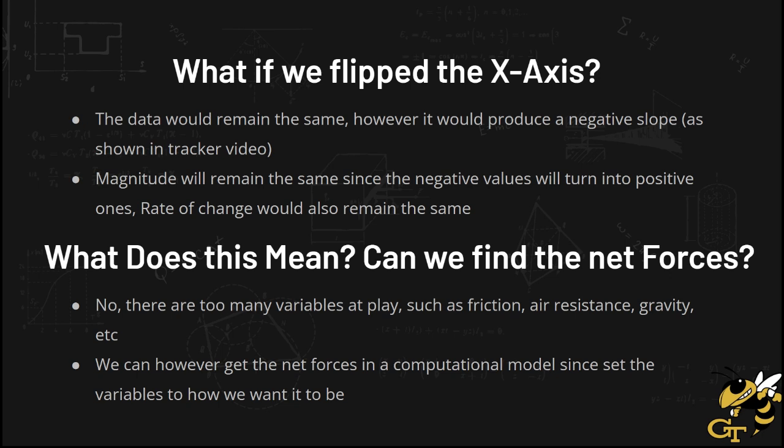So what does this mean? Can we find the net forces? No, not necessarily. As stated many times beforehand, there are too many variables at play, such as friction, air resistance, gravity, etc. These all have an effect on the marker. But we can still find the net forces in a computational model, for example, since we can set the variables to how we want them to be.